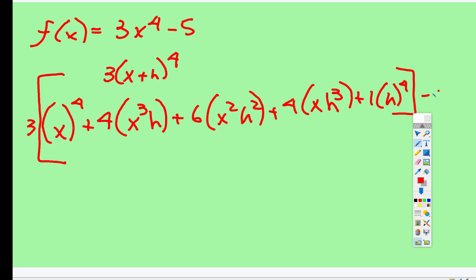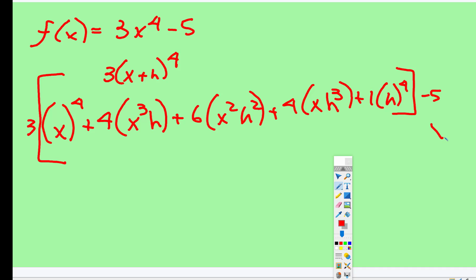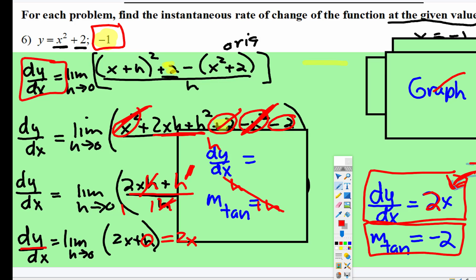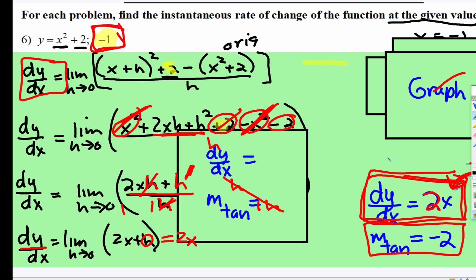And then remember, you have to subtract 5. Then you have to subtract that entire original function. And all of this is over h. And then you simplify, you cancel, you rewrite, you factor, you do all that stuff. So, and then you end up with what dy dx is equal to, and then you plug in the given x value to find the slope of the tangent line. It gets more complex, but hopefully whatever professor or teacher you have, they won't do one that's too terribly hard. All right.